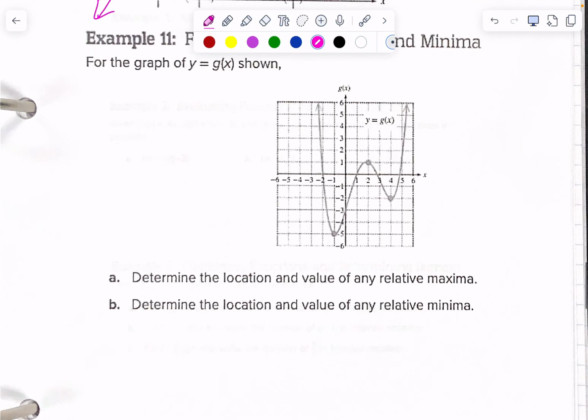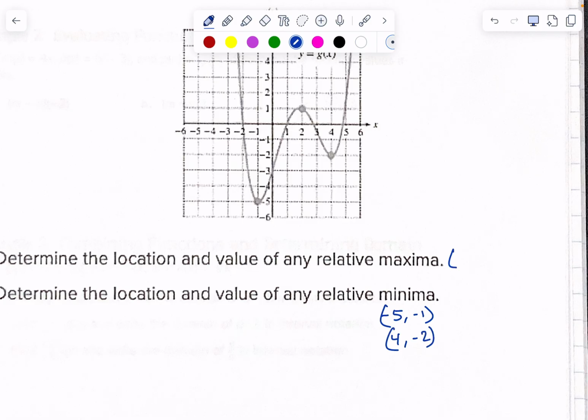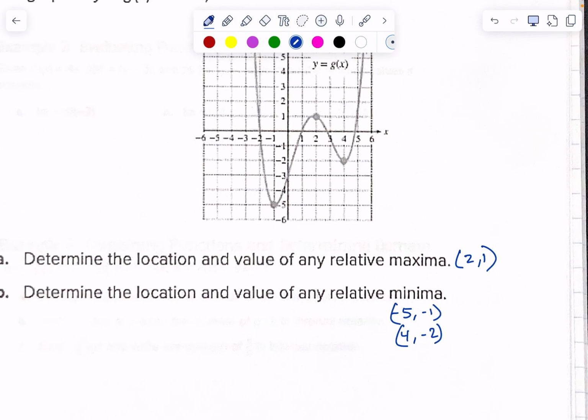Determine the location of any relative mins. How many relative mins do I have? You have -5, -1, and... That's a max. Yep, but it's still relative. All absolutes are still relative. But that says max, not minimum. Oh, max, I'm sorry. -5, -1, and 4, -2 are my mins. Even though this one is lower than that one, they're still relative mins because they're like little valleys. Relative just means in relationship to these little points around it, it's a low point.